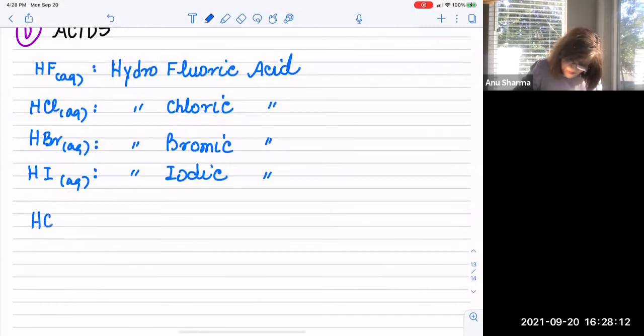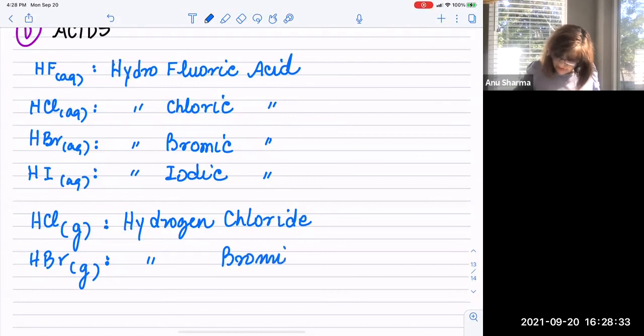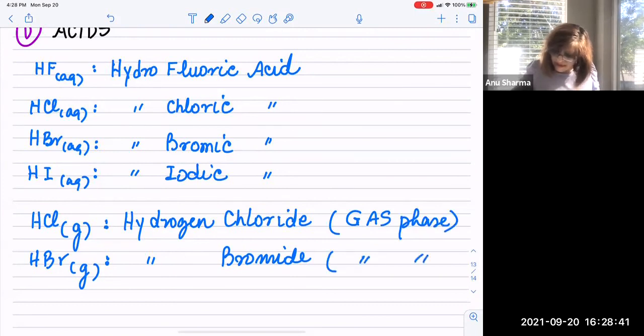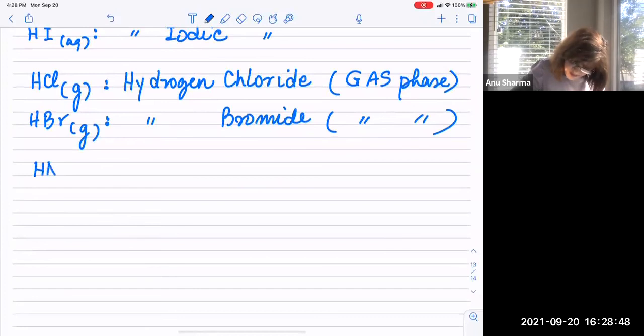Next is if you have HCl in a gaseous phase, or HBr in the gaseous phase, then their names are hydrogen chloride, and this one becomes hydrogen bromide. So pay attention. This is in the gas phase. When they're in the gas phase, then it's hydrogen chloride and hydrogen bromide. Okay, next are other acids. You just have to remember them.